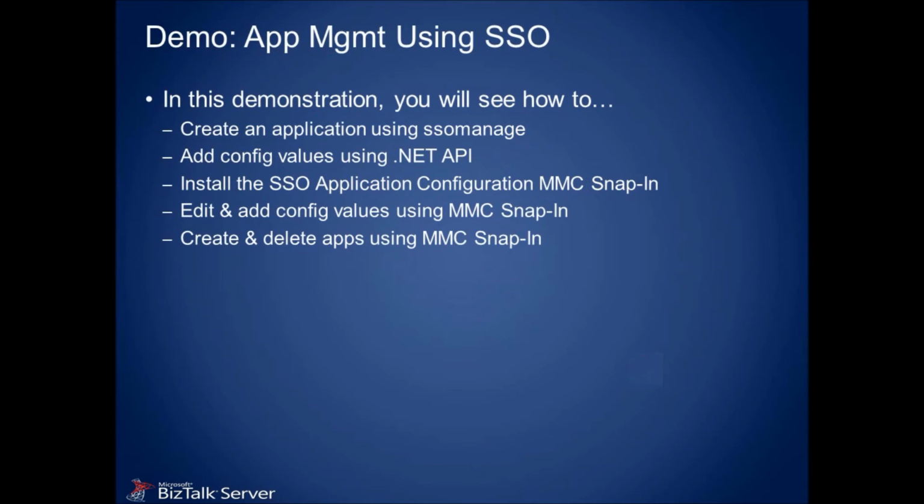In this demo, I'm going to cover using the command line tools to create and populate an SSO config store, installing the SSO application config MMC snap-in, using it to modify and create config data, and using the .NET API to query data.